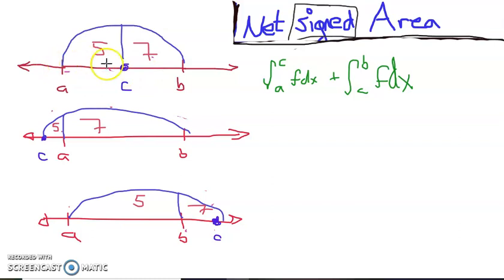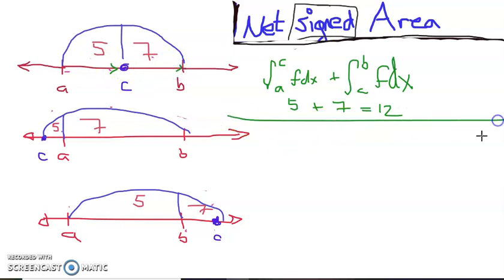So the integral from A to C would be 5. That's the area under this, and that's 5. And then the integral from B to C is 7, and so that should just give us 12. This is the easy example. Again, in both cases, we're going in this direction. Let's look at this case.